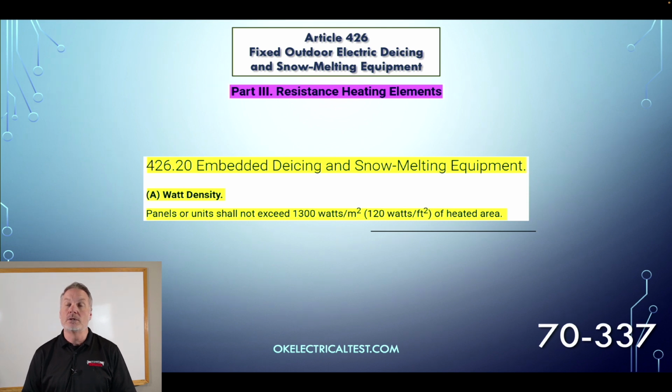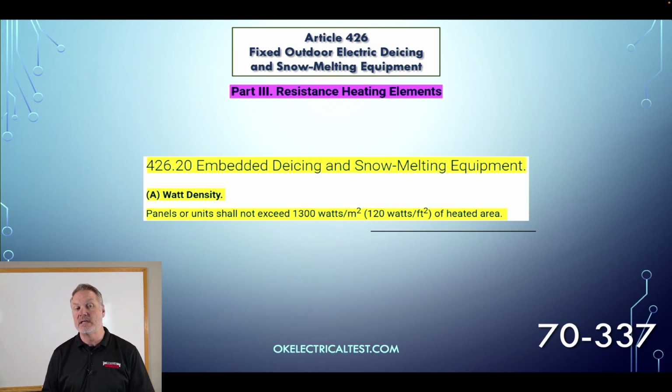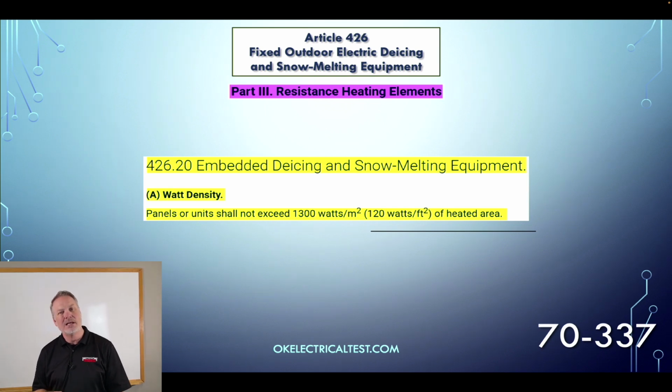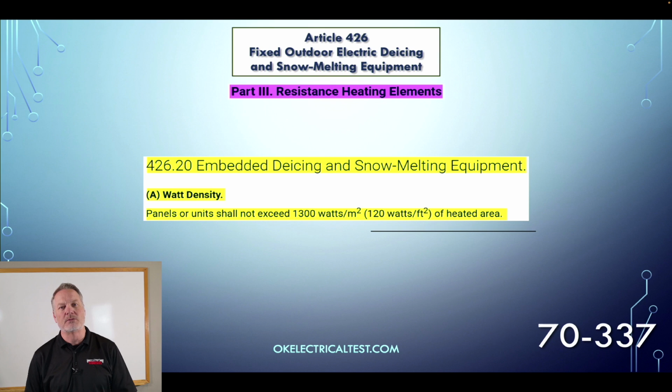Let's go to Article 426. Article 426 is fixed outdoor electric de-icing and snow melting equipment. Now, this one I kind of disagree with being in Chapter 4. I really feel like this should be in Chapter 6, okay? But, you know, that's me. I'm not the one who's writing the code. By the way, in 2029, they're going to radically reorganize the code, and so maybe they'll change things like that.